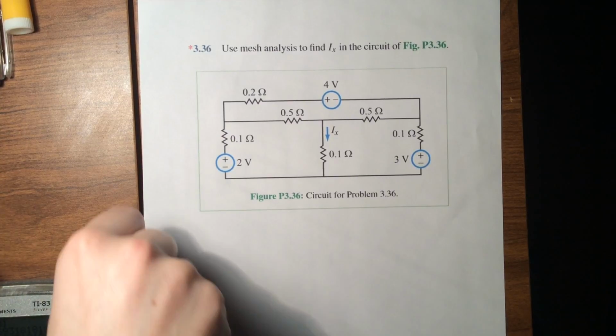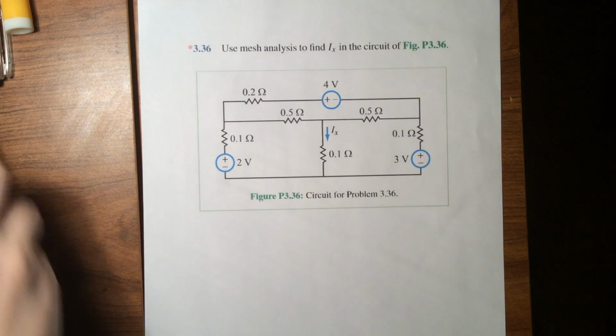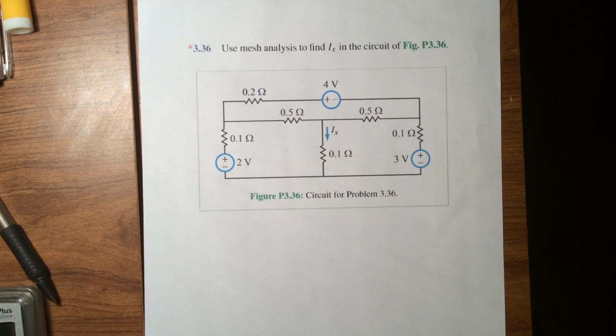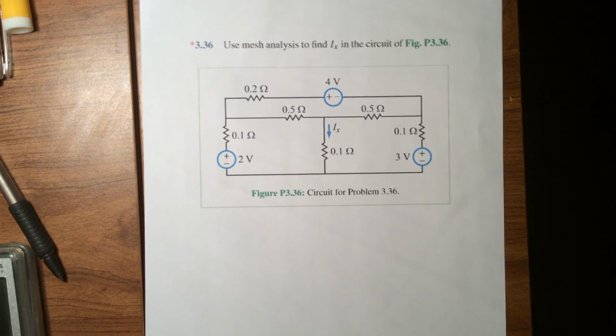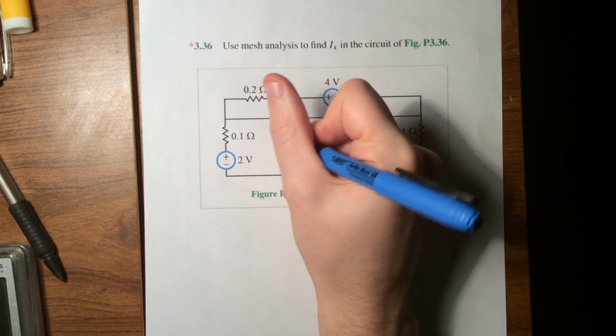All right, so this one, 3.36. Use mesh analysis to find IX. So this looks kind of nasty, but it comes out with mesh analysis really nice. So let's do our first bit where we draw our meshes.